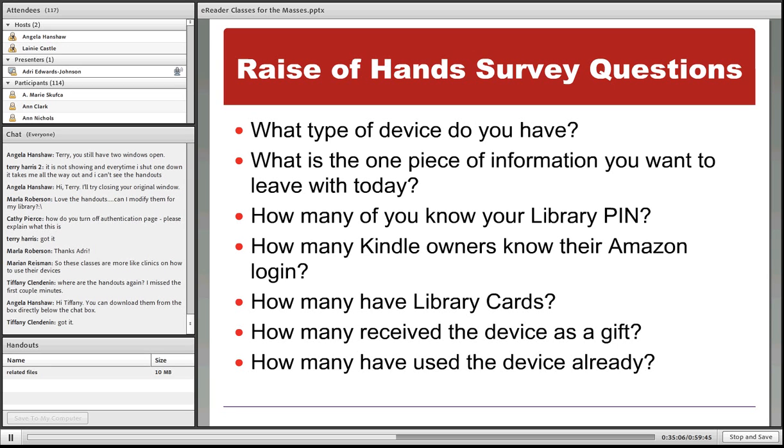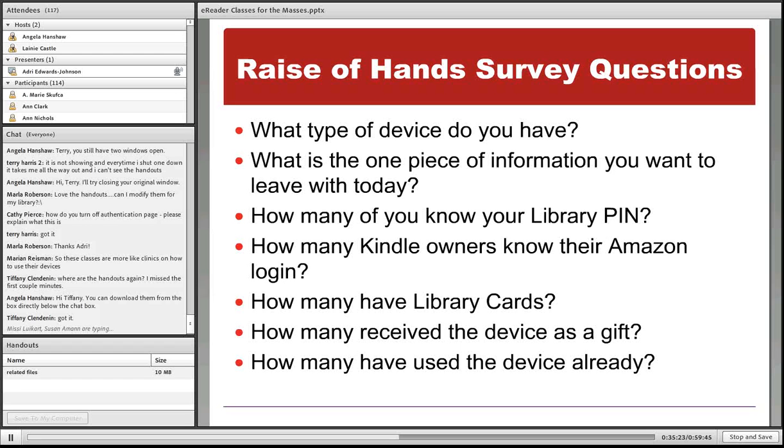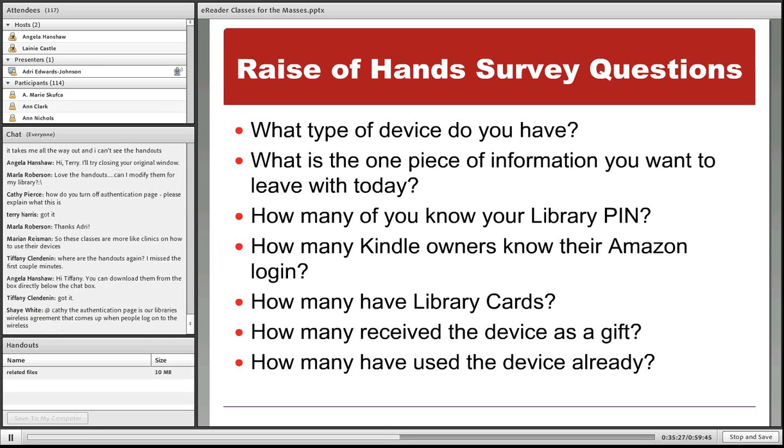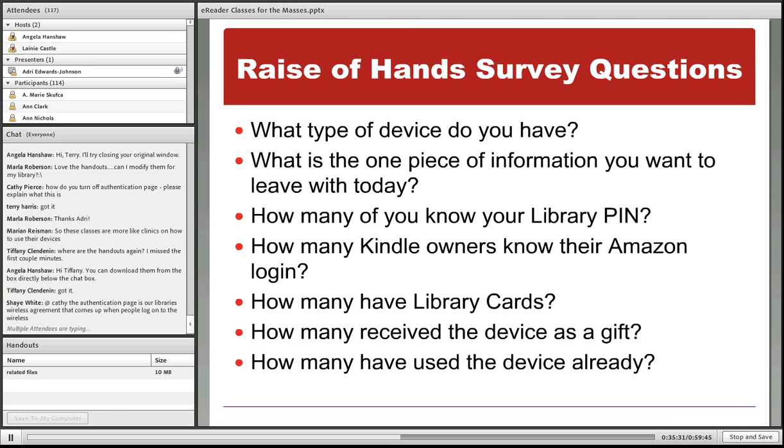The questions we ask: what kind of device do you have? That's a great place to start. And then, what is the one piece of information you want to leave with today? I make sure that every single thing said by a customer in that room is written down, and I make sure I address every single thing, the one piece of information that person wants to walk away with. Because that's what they told me they want to leave with. So I make sure they leave happy.